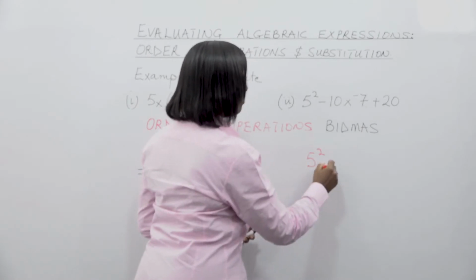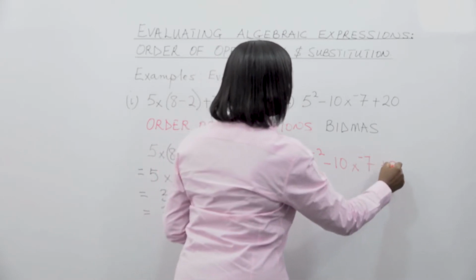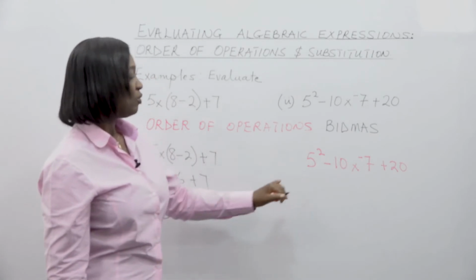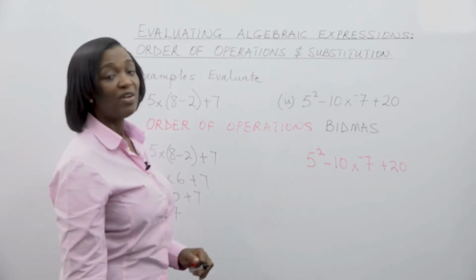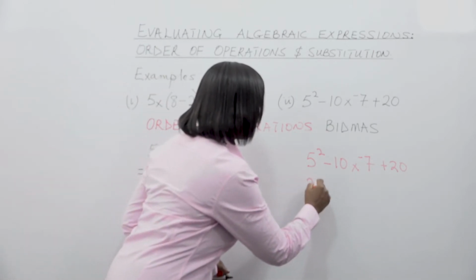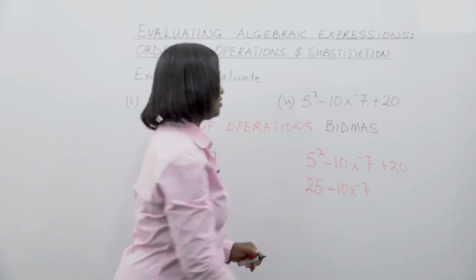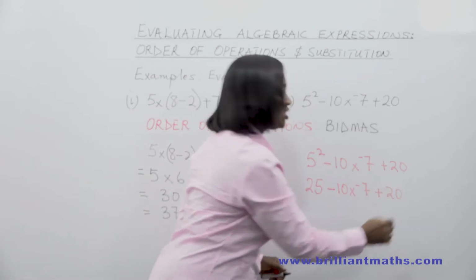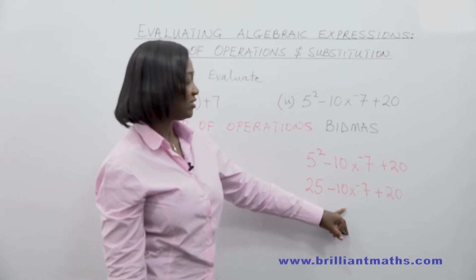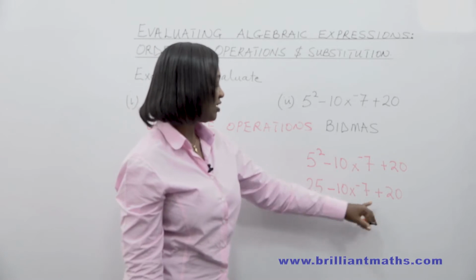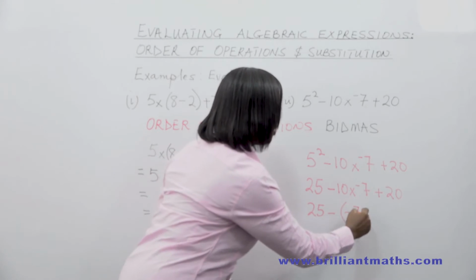5 squared minus 10 times minus 7 plus 20. We have 5 squared there. That indicates an index. 5 squared means 5 times 5. So that is 25 minus 10 times minus 7 plus 20. So the next step will be to multiply 10 and minus 7. And 10 times minus 7 will be equal to minus 70.